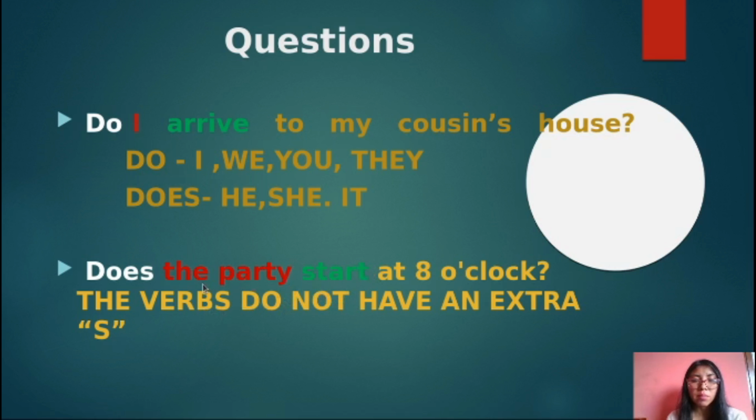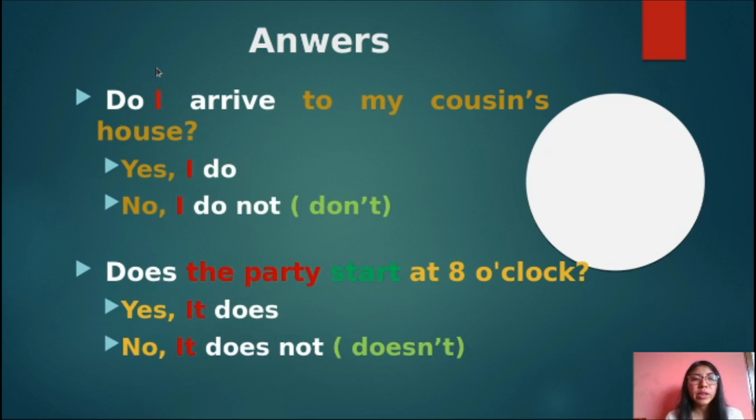Okay, pay attention. In that case, you don't use "does" because you have the auxiliary. In affirmative sentences, you have to use the extra s in the verb. Okay, pay attention in that part. We are going to review how to answer the questions.